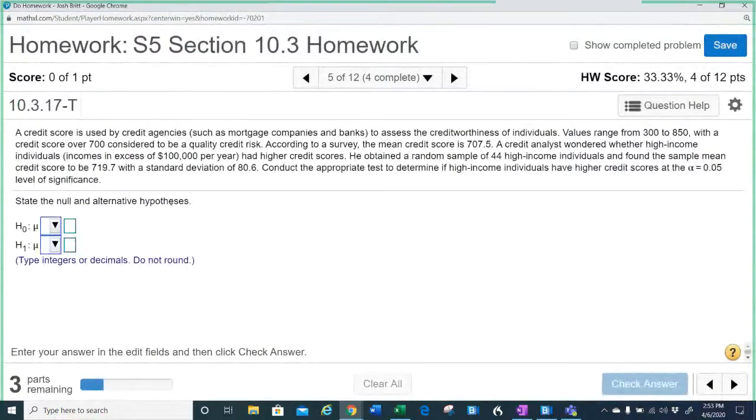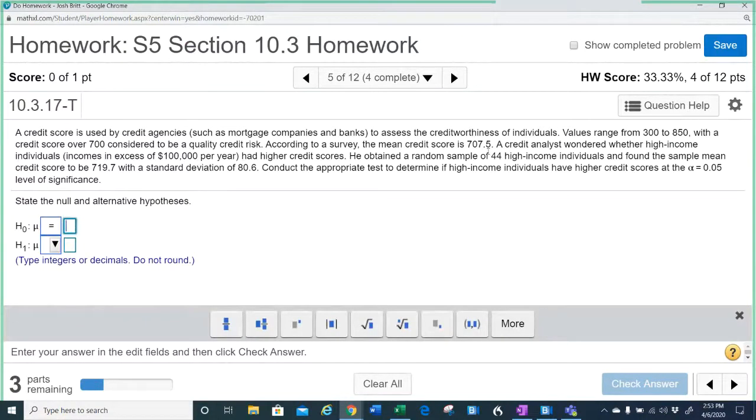All right, so this time we're dealing with credit agencies and they want to assess creditworthiness of individuals. The values range from 300 to 850, with a credit score over 700 considered to be a quality credit risk. According to a survey, the mean credit score is 707.5. So a credit analyst, who is our researcher, wondered whether high-income individuals had higher credit scores. So the standard credit score is 707.5, and they wondered if high-income individuals had higher than normal credit scores.